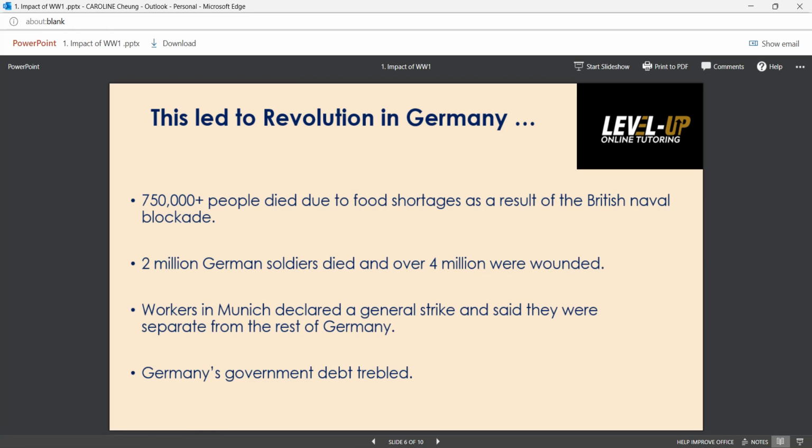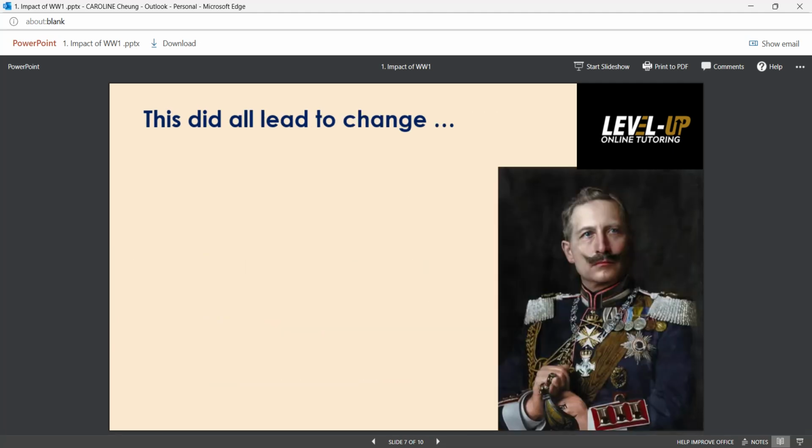So Germany at the end of World War One is in an absolute mess. So it all leads to change. And this chap here that we've got the picture of, this is the leader of Germany during World War One. So he's given the title Kaiser, which just means emperor. So Emperor Wilhelm II. And there he is with his very fantastic moustache.